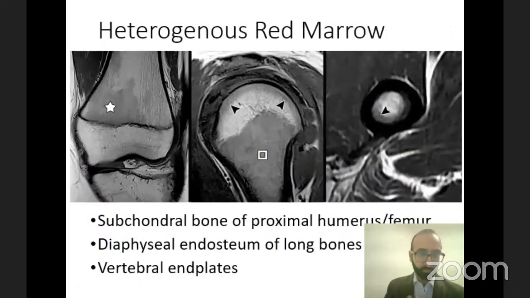So these are just examples of what I've been talking about. On the first image on the left, you can see there's an area, with a star in it, that is still T1 hyperintense to muscle, but it's less T1 hyperintense than the remaining femur. So this has feathery margins. So this is red marrow. Red marrow can also be in the epiphysis in the subchondral location. And the image on the right is the endosteal red marrow. So again, it's less bright than the more central fatty yellow marrow.